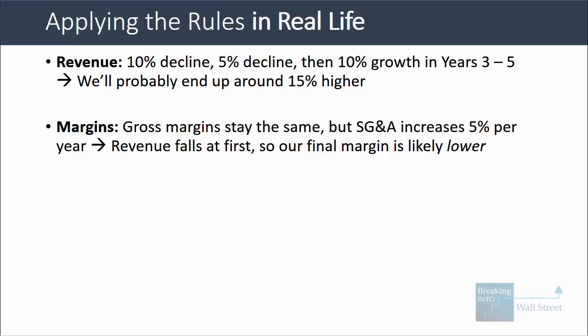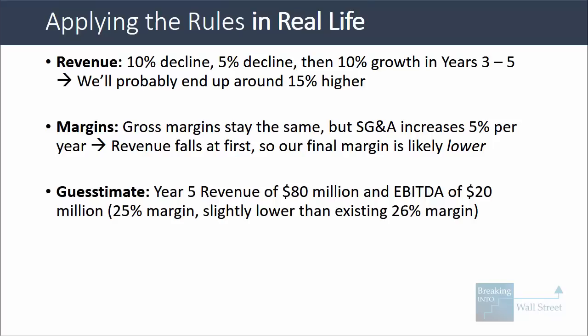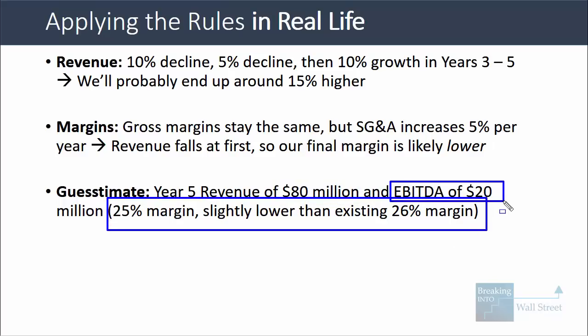Gross margins, we're told, stay the same, but SG&A increases by 5% per year. Revenue falls at first, so our final margin here is probably a little bit lower than when we started. Taken all together, we can say that the year 5 revenue is probably around 80 million, which is up from the 68 or 69 million in the beginning. And then we can say that we end up with around a 25% margin, so an EBITDA of 20 million, which is slightly lower than the 26% margin when we went into this.